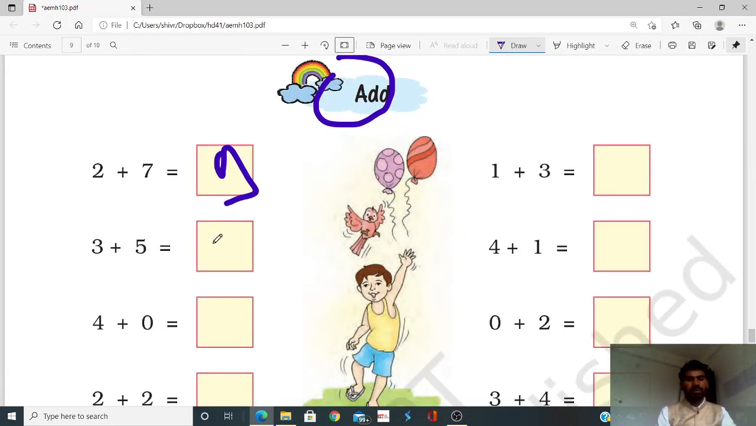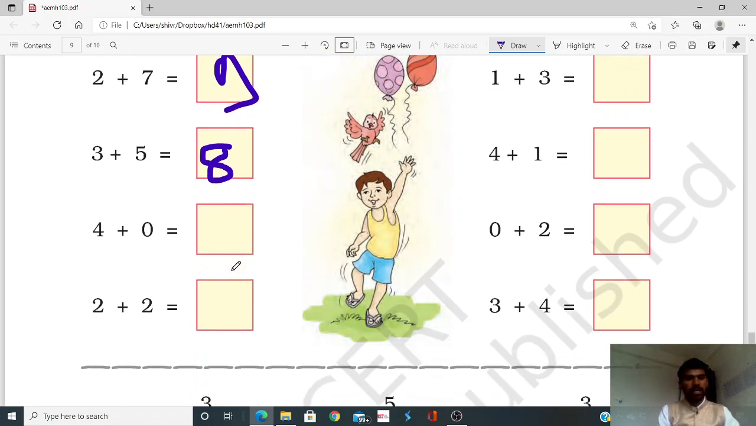3 plus 5. When we add together, what will be our answer? 1, 2, 3, 4, 5, 6, 7, 8. Our answer will be 8.